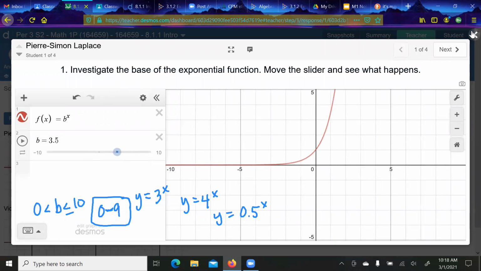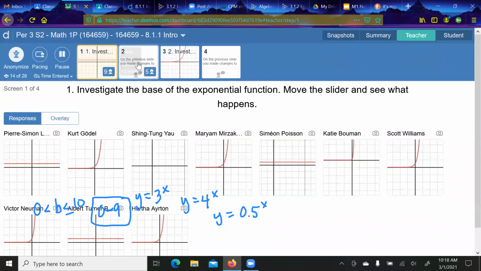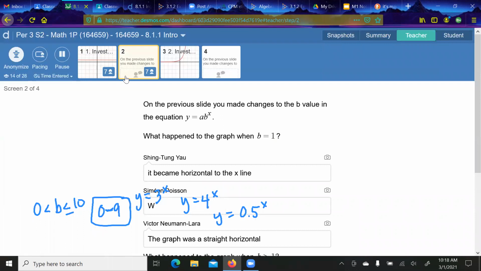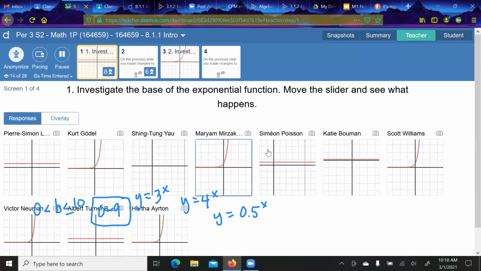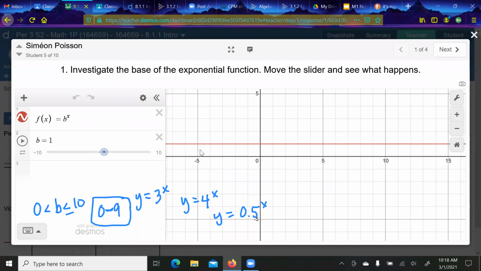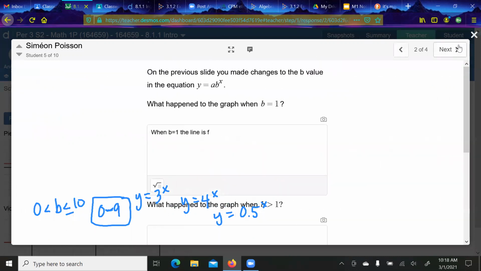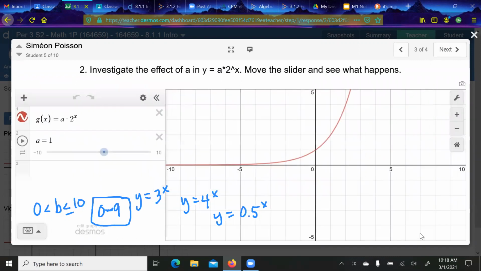Somebody did that. I'll pick a different person besides Pierre. I think this person did it. So let me go back on their slide. Can I go back to slide 1 right here? So if you pick b equals 1, the line turns out to be what? Straight line. The curve turns into a flat line, right? So go ahead and type that in slide number 2, right? When b equals 1, what happens to the line? It makes a straight line, okay?